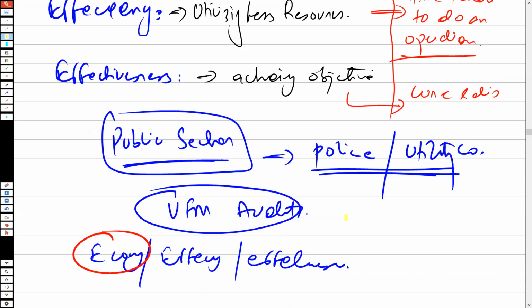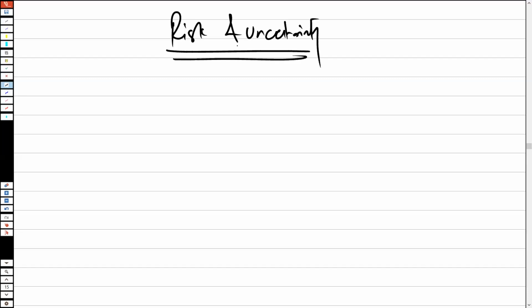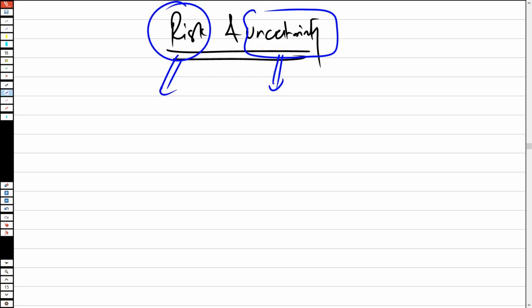about the risk and uncertainty because there were some queries. I think that it's a complicated area. Okay, first of all, when we talk about risk and uncertainty, what exactly is the difference between risk and uncertainty? Let's have a bit of a discussion about it.